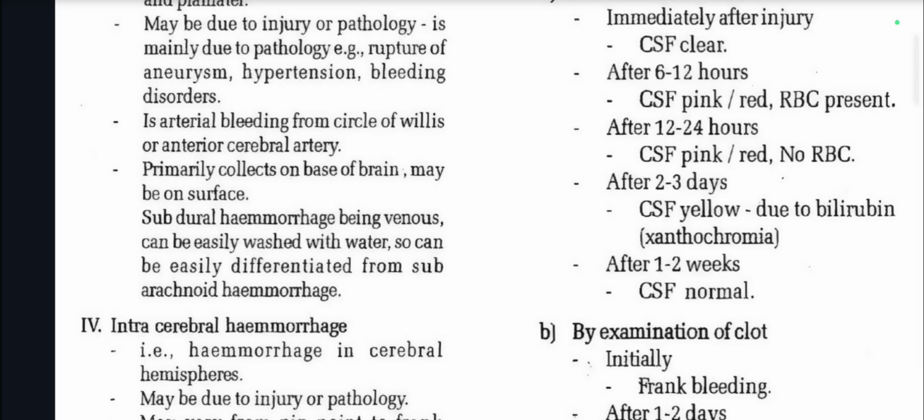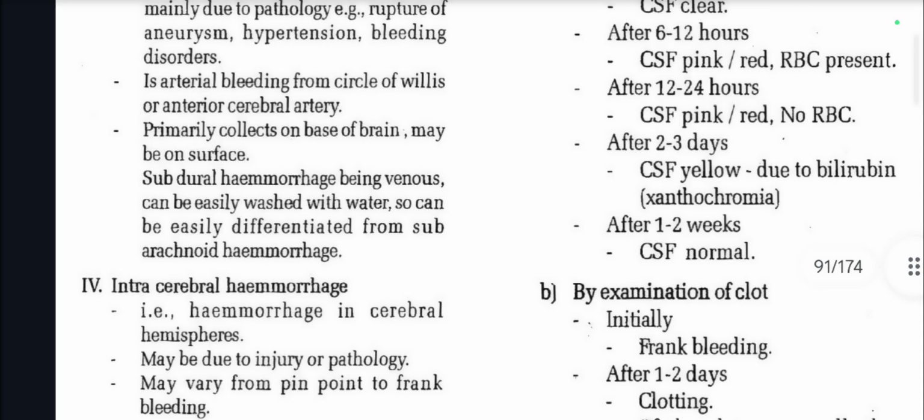So epidural was from middle meningeal, subdural was from sinuses, sagittal sinus, and your subarachnoid is from base of the brain, that is circle of Willis. So it primarily collects on the base of the brain, maybe on the surface, and the subdural hemorrhage being venous can be easily washed with water, so can be easily differentiated from subarachnoid hemorrhage.